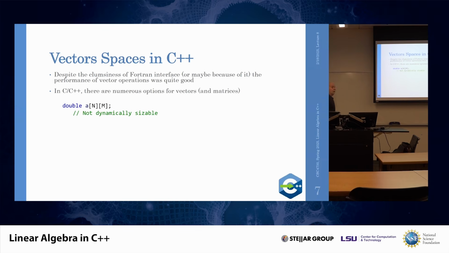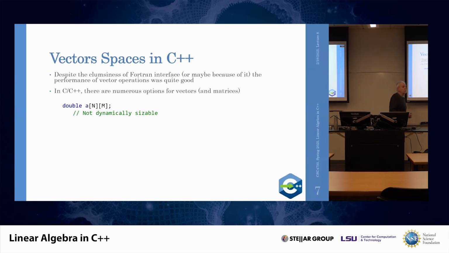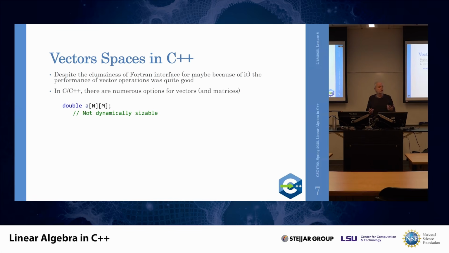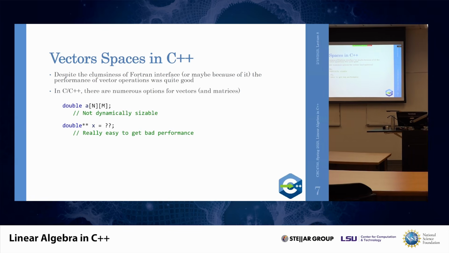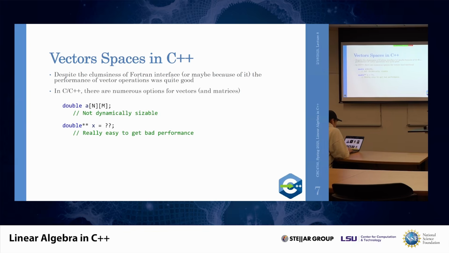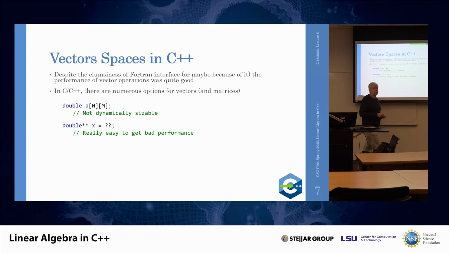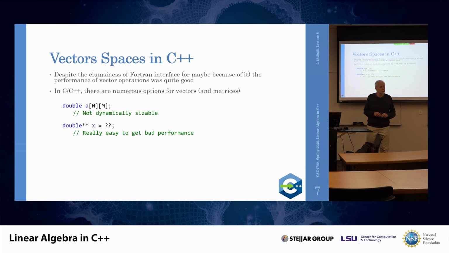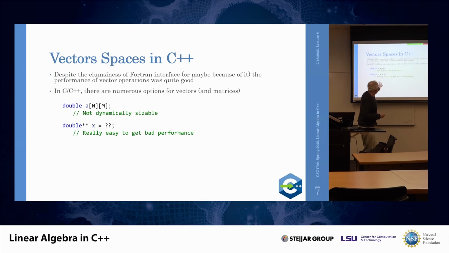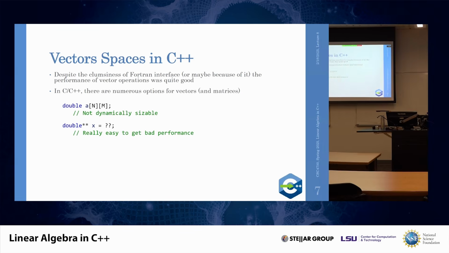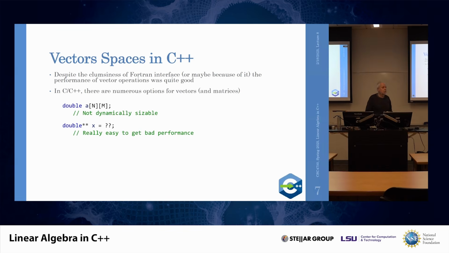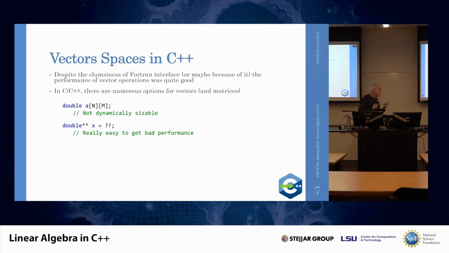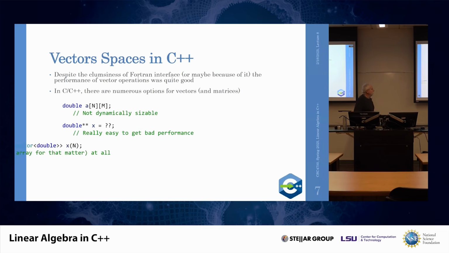Well, you could do a double array. Again, the same problem, not dynamically sizable, or only in a very limited sense. Not an option. We could do a double pointer and allocate it. Well, if you do that, you can very easily get into a situation where you have the worst possible performance if you don't know what you're doing. Because a double pointer means that you have a pointer to an array of pointers where each of those elements in that array of pointers refer to some separate memory. So very easy to get bad performance.